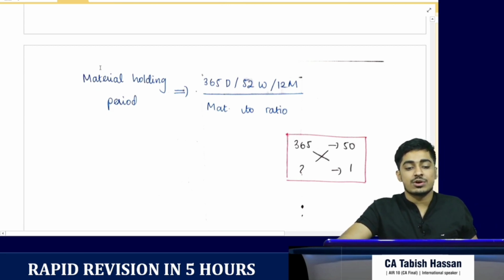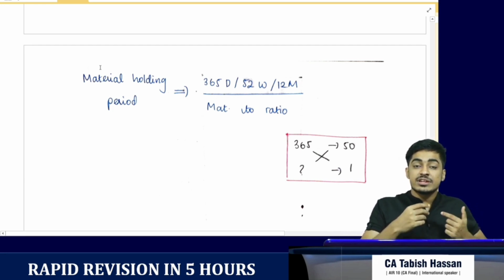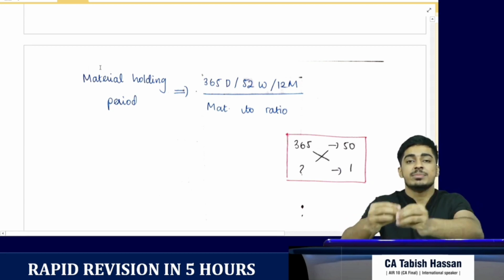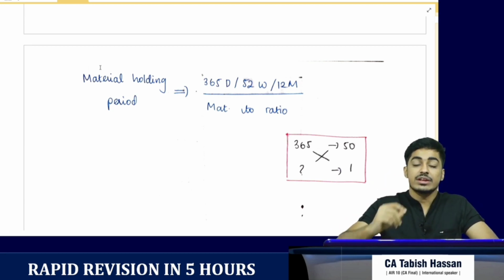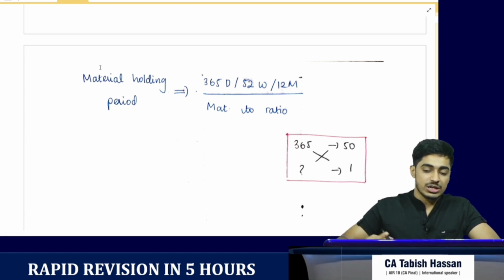Related to that, we also have another concept called material holding period. Material turnover ratio tells whether the goods are fast moving or slow moving, but it does not tell for how many days I've kept the average inventory in stock, in how many days I've consumed it once. So for that we have material holding period.